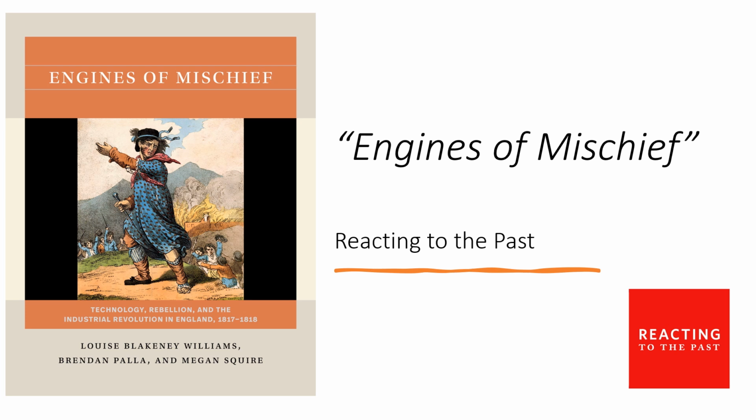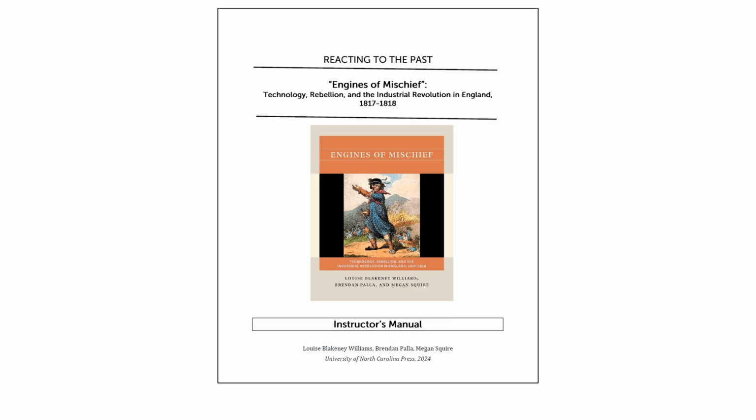This video is the second in a three-part series intended to help instructors understand the game. It especially explains the accounting that students must do in the marketplace section of the game. More information about the game and about the accounting in it can be found in the instructor's manual on the Reacting to the Past Consortium website.